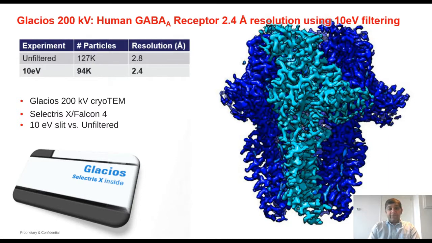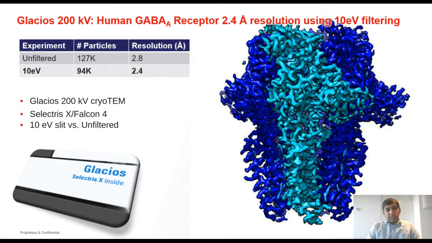With unfiltered, we can get 2.8 angstrom resolution. With 10 eV, the resolution is improved to 2.4 angstrom. It's a difference of 0.4 angstroms, and also with a smaller number of particles. And again, everything was done using the same grid and same parameters between the two sets. So once again, it shows that filtering is really helping push your resolution for single particle analysis. And at this resolution, you can already see your bound drug molecules. You can see all the ordered water molecules, and it can be used for structure-based drug discovery.